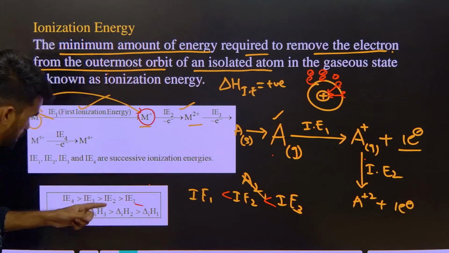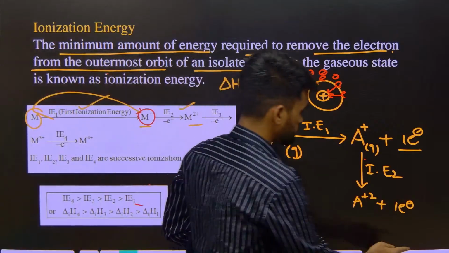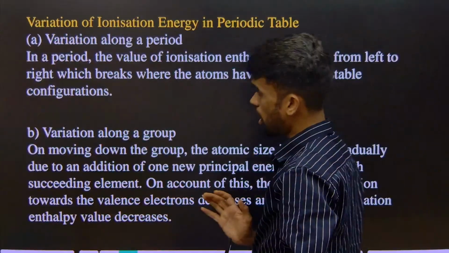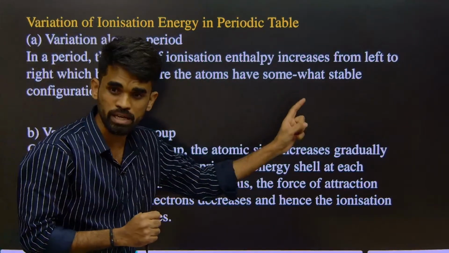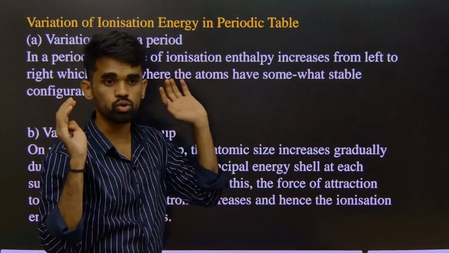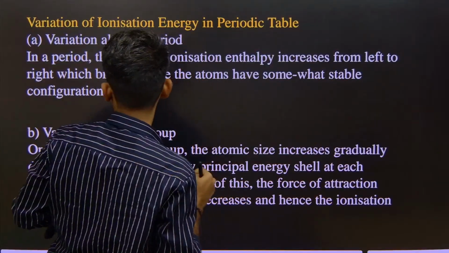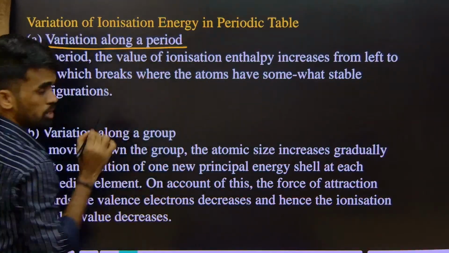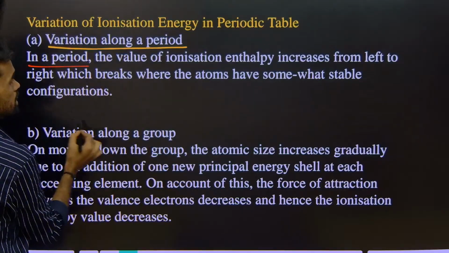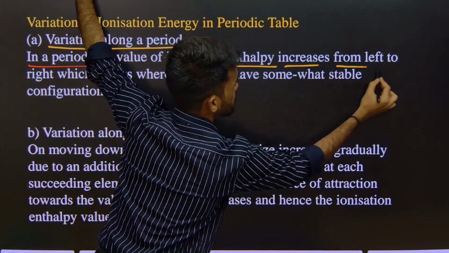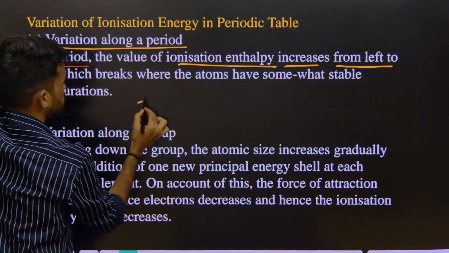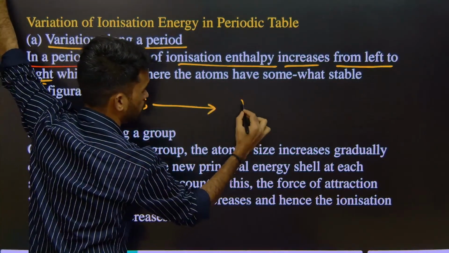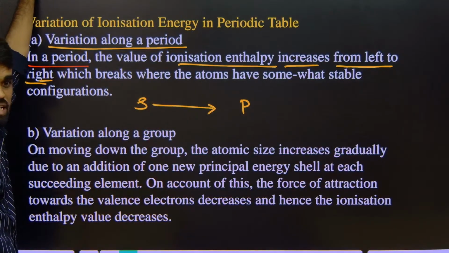Okay, so here I have mentioned the next thing: how this ionization varies across the period or down the group. That is what we need. Variation along a period: in a period, the value of ionization enthalpy increases from left to right. It means from the s block to the p block if we move, what happens to ionization energy?